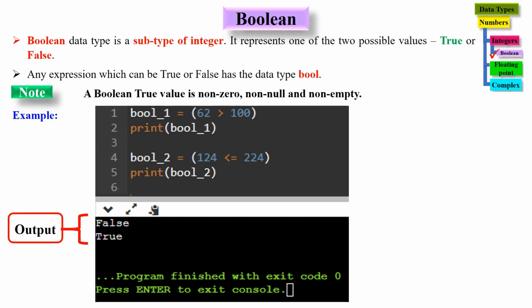In example 2, a variable named bool_2 is created and assigned the result of the Boolean expression, 124 less than or equal to 224. The expression compares the values 124 and 224, checking if 124 is less than or equal to 224. Since this is true, the expression evaluates to true, and that value is assigned to the variable bool_2. The print function is used to display the value of the variable bool_2 on the console. In this case, it will print the value true as output.